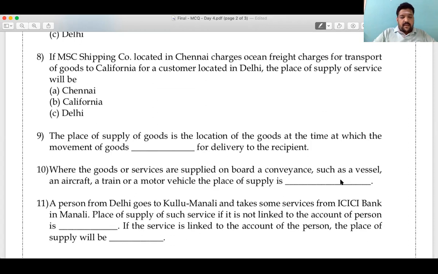MCQ number 8. If MSC Shipping Company Limited, located in Chennai, charges ocean freight for transportation of goods to California for a customer located in Delhi, the place of supply of service will be Chennai, California, Delhi. MSC Shipping Company located in Chennai charges ocean freight for transportation of goods to California for a customer located in Delhi.